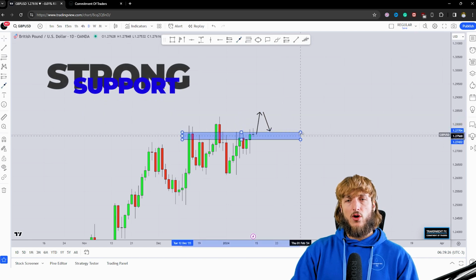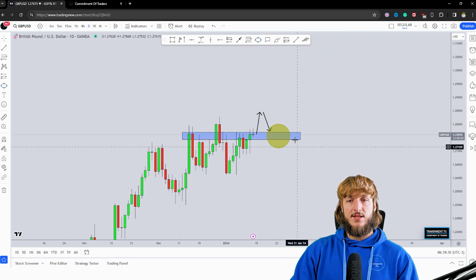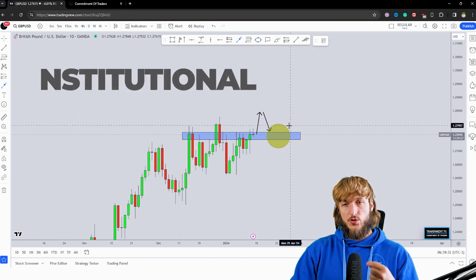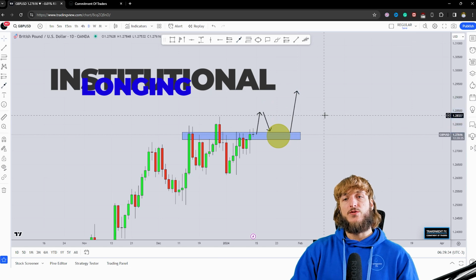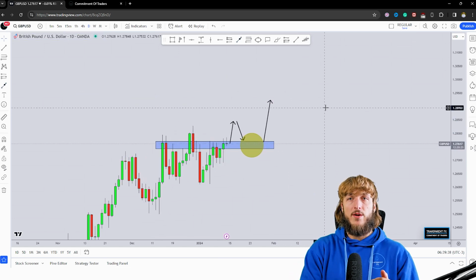And after the break, on the retest of the previous resistance turned support, this is the area inside of which we could see more institutional longing, which at that point would further increase the probabilities of a potential rejection to the upside away from this level.